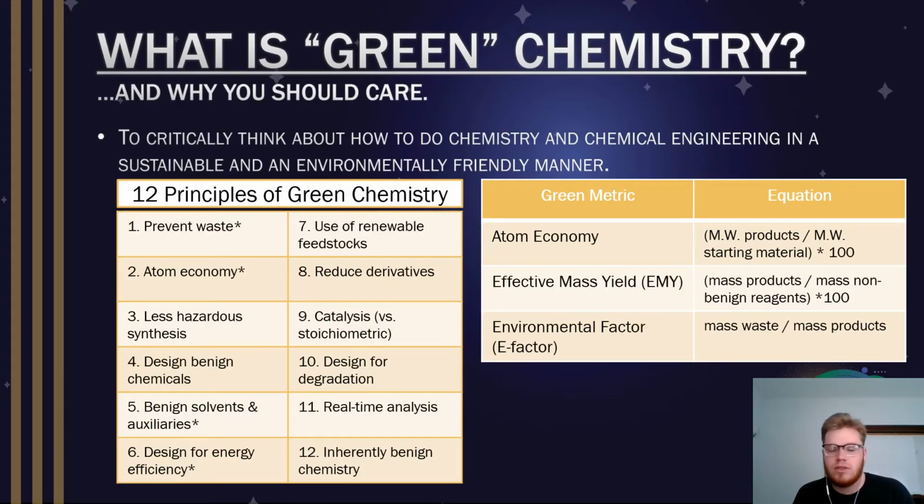So the first thing that we need to talk about is a little bit of background: what is green chemistry and why you should care. Green chemistry is a metric for scientists to use to critically think about how to do chemistry and chemical engineering in a sustainable and environmentally friendly way. The table on the left is the 12 principles of green chemistry, which highlights the principles that scientists like to follow in order to be environmentally friendly and sustainable.